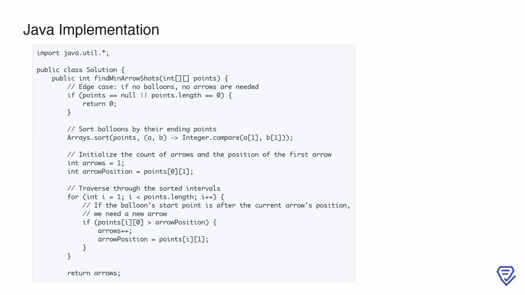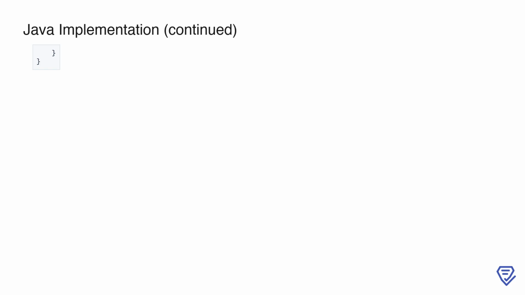After sorting, we initialize the number of arrows to 1, as at least 1 arrow is needed to burst the first balloon. We also set the arrow position to the end of the first balloon, which represents the position where the first arrow is shot. Now, we iterate through the sorted intervals, starting from the second balloon.